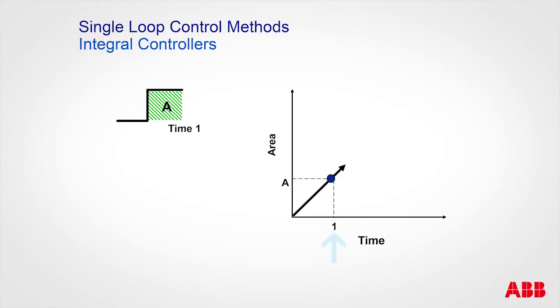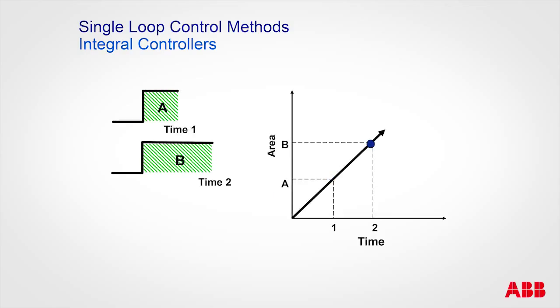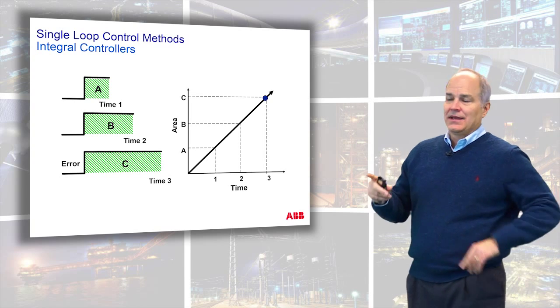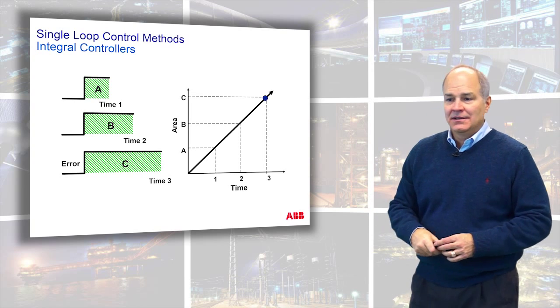So at time 1, if the y-axis is area and the x-axis is time, I have area A. At time 2 I now have area B. It's continuing. The error is not going away. And at time 3 the error continues. So if you look at this, the output would be proportional to the area under the curve. That's what that symbol of integral means.